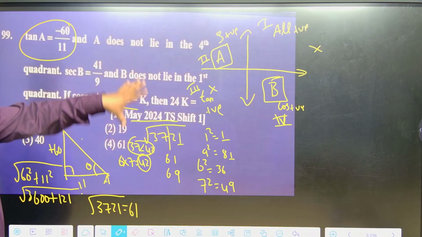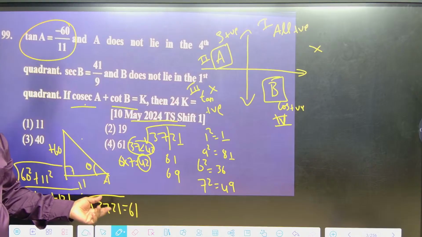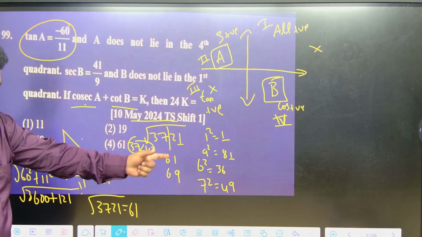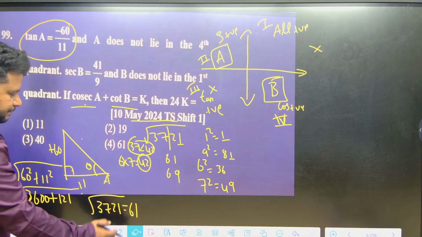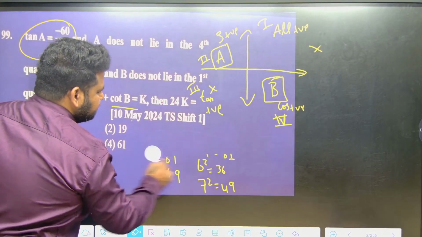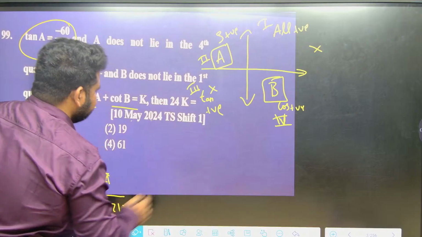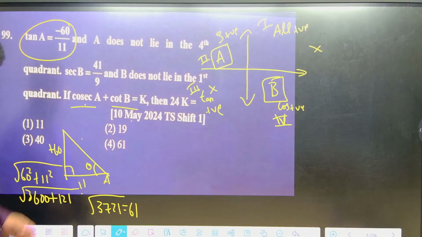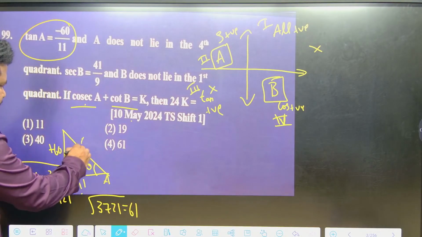But this topic is about trigonometry. I am not going to go in depth about how to find the square root, please make a note of it. I will just wipe it now, because our question is not about the square root. It is about finding the value of cosec A plus cot A is equal to k. We have to find out 24k.